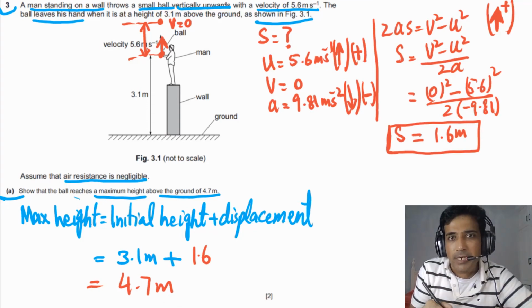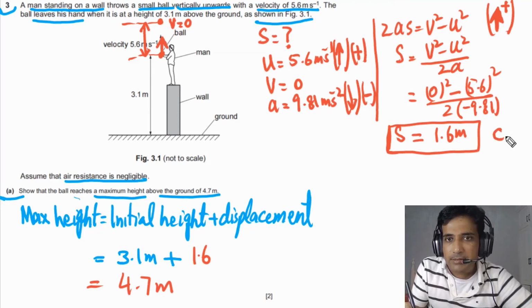This question has 2 marks. The first mark you will get if you have used this formula. If you have used this formula, you will get 1 mark, and that is the C mark.